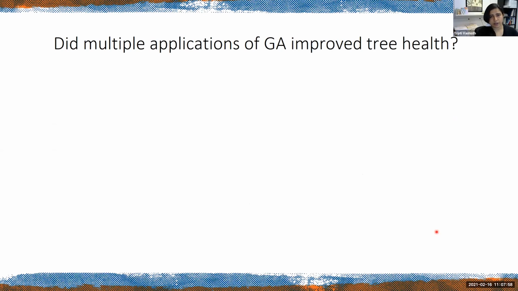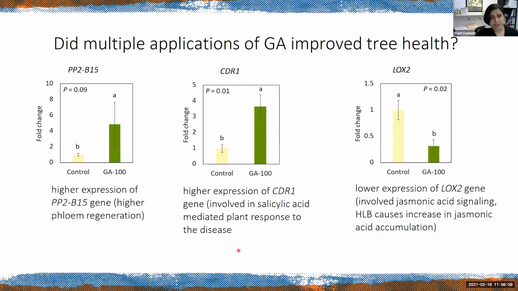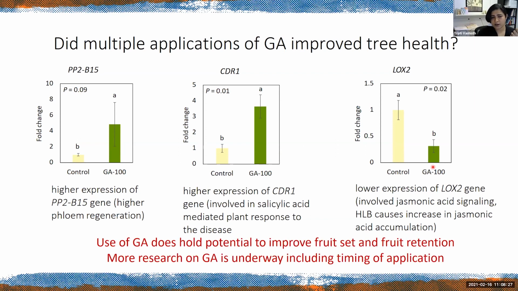So we did a small molecular study again to see what is happening, what may be causing this improved tree health and improved yield. So PP2, CDR1, and LOX2 are some of the genes that we know are related to HLB. And we did see higher expression of CDR1 and lower expression of LOX2 in the GA treatment, suggesting that maybe GA is helping the tree in improving tree health, and is helping in fighting infection. Somehow it's improving the plant defense response.